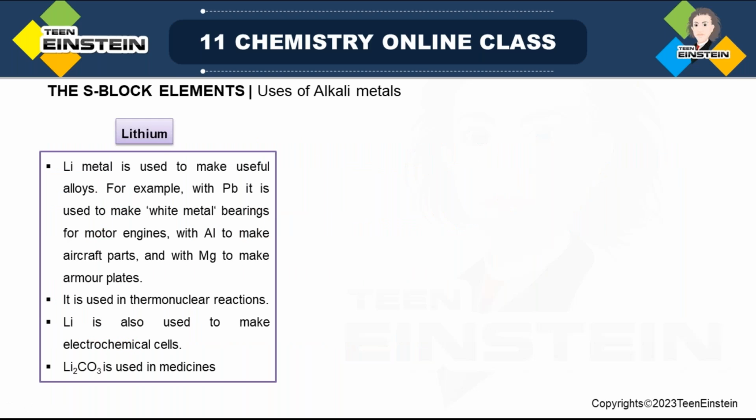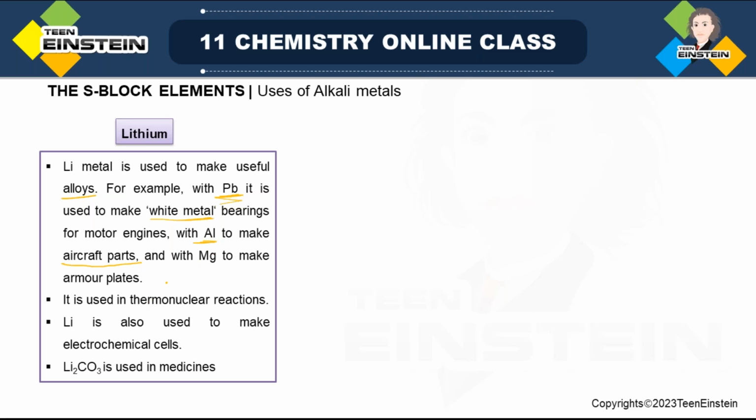Uses of alkali metals. So after finishing chemical properties, some uses we will see. So here we have the first element, lithium. Lithium metal is used to make some useful alloys. So when we are talking about alloys, there will be a combination of two metals and they form a completely different species. So for example, it can make an alloy with lead and it is called white metal, which is used in bearings for motor engines. It also forms alloys with aluminium to make aircraft parts.